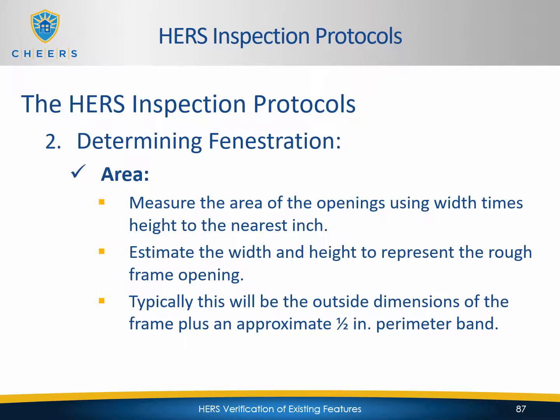Now you will move into determining fenestration. So for area, you want to measure the area of the openings using width times height to the nearest inch. You can estimate the width and height to represent the rough frame opening. Typically, this will be outside dimensions of the frame plus an approximate half-inch perimeter band.